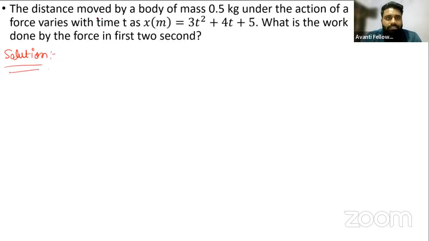In this question, the distance moved by a body of mass 0.5 kg under the action of a force varies with time t as x is equal to 3t square plus 4t plus 5. Now, what is the work done by the force in the first 2 seconds? Now, here the force is not variable. Force is constant. Only the distance is varying according to this relation.